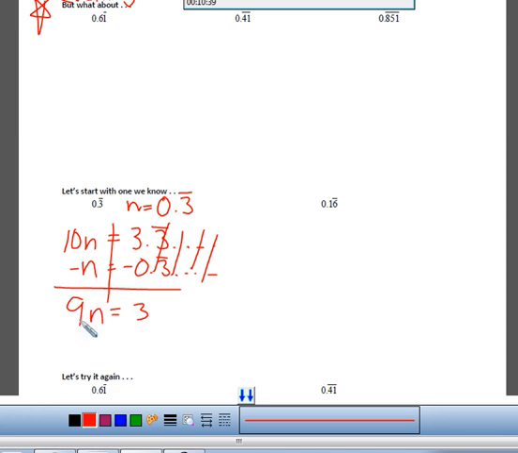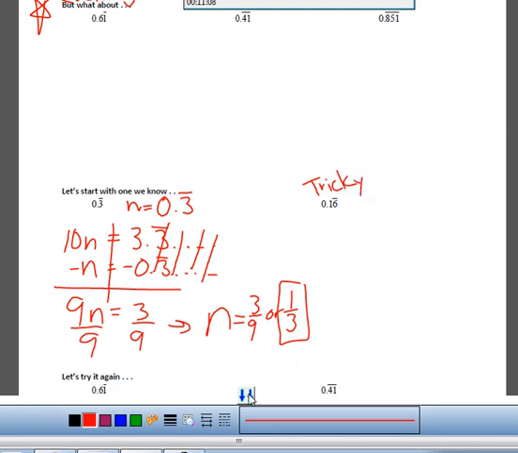Now, how do I get N by itself? Divide both sides by 9. And what you get is N equals 3 over 9, or 1/3. Ta-da! So that's the algebra way of doing this. Here's what we're going to do. This one is tricky, so I don't want you to do this on your own.